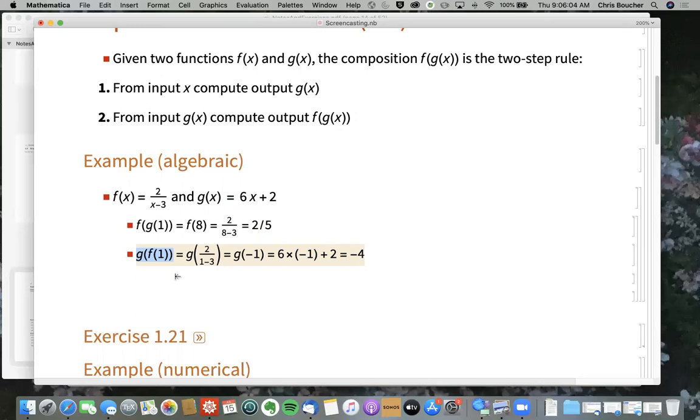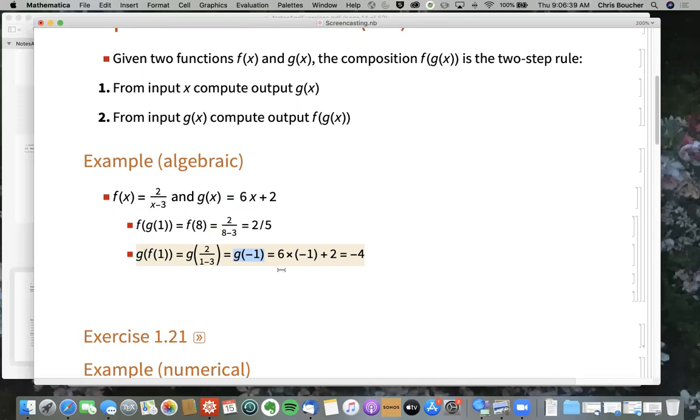This makes a difference. When you make a recipe, if you do the steps in a different order, that's going to affect the results. Putting on your socks and then your shoes is not the same as putting on your shoes and then your socks. So the order of composition definitely makes a difference. To evaluate, we start on the inside. What's f of 1? Well, we just put a 1 into the input slot for f, and we get 2 over 1 minus 3. So that's 2 over negative 2, which is negative 1. So now I'm just evaluating g of negative 1, and that's pretty straightforward.